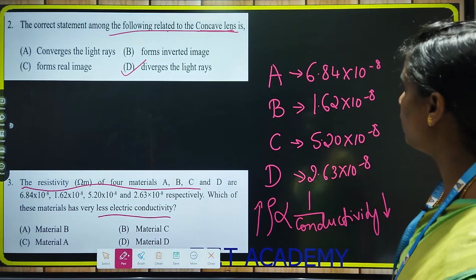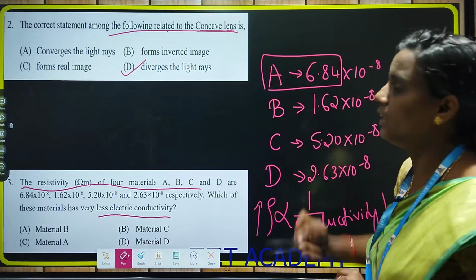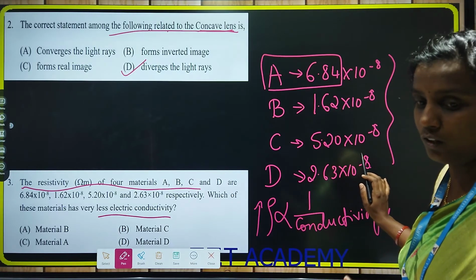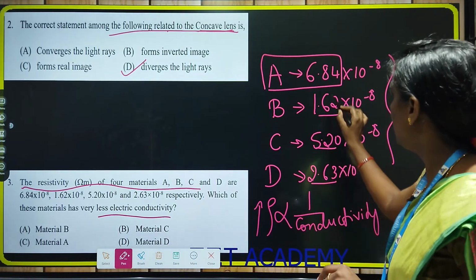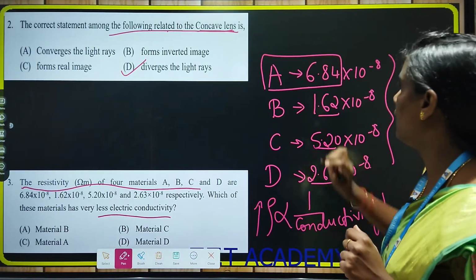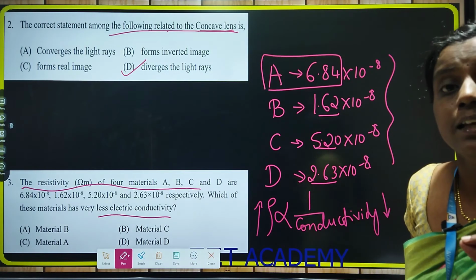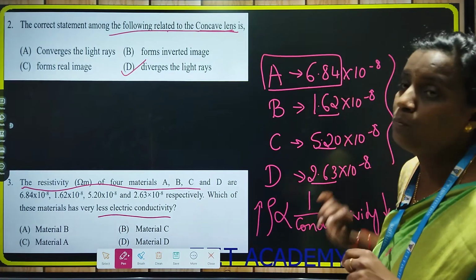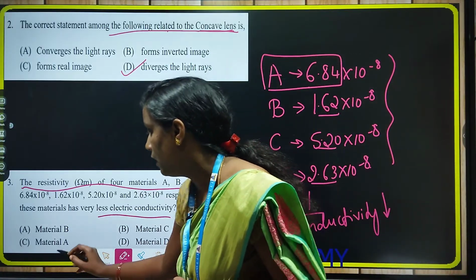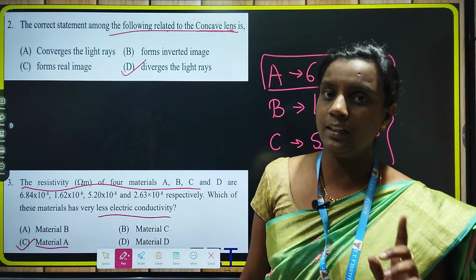So, see which material now has more resistivity. Everyone has 10 to the power of minus 8, so we will not consider that. We will consider only the beginning numbers: 6.84, 1.62, 5.20, 2.63. Which is the highest one here? A, 6.84. So, material A will have less conductivity because it has more resistivity. So, where is material A? Option C. Option C is the correct answer.